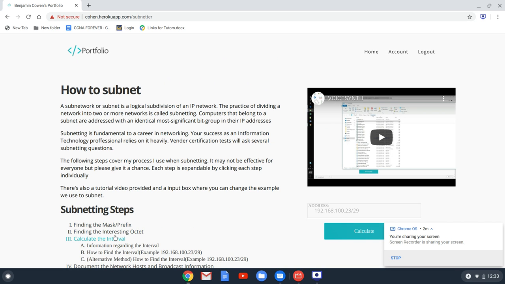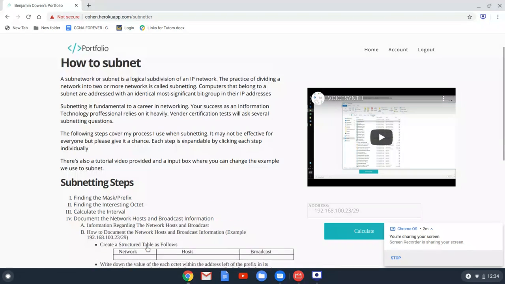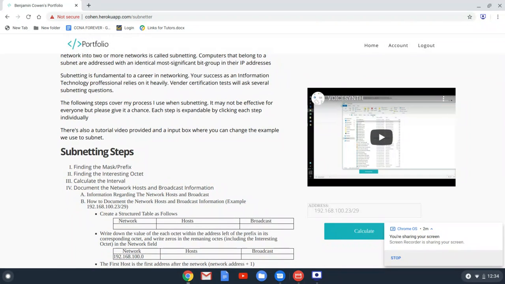Finding the interval, the block size of your subnet, how many hosts are associated, how to write that information down correctly. And then if you're given all that information, so you have the mask and prefix, you have the interesting octet, you have the interval, how to document it correctly so that it can easily be defined. So you can easily tell what hosts are associated with what networks, what network is associated with this host address that you entered.